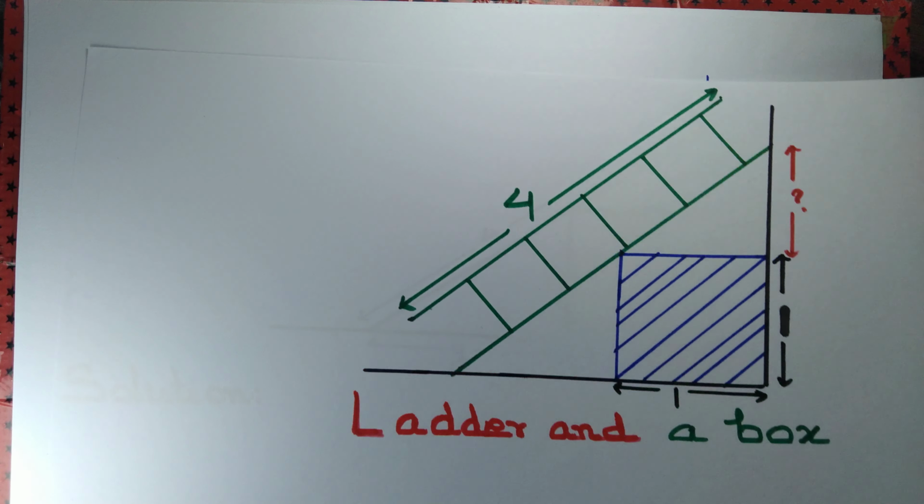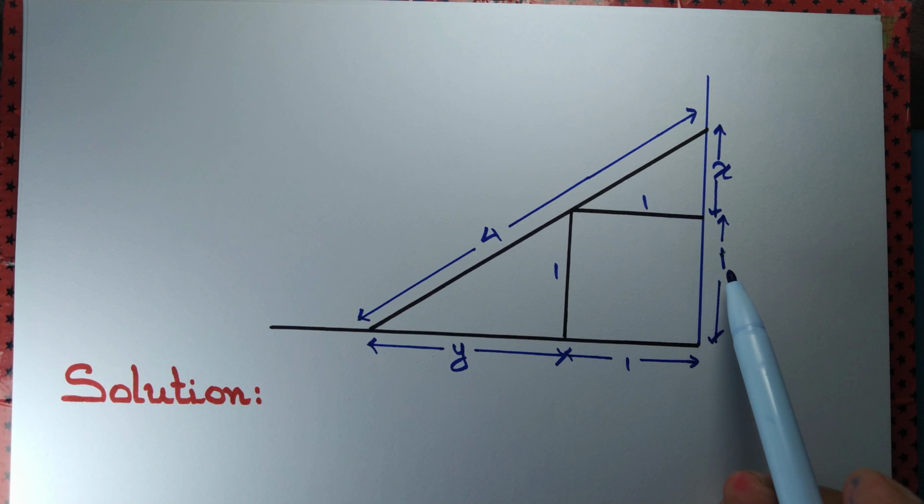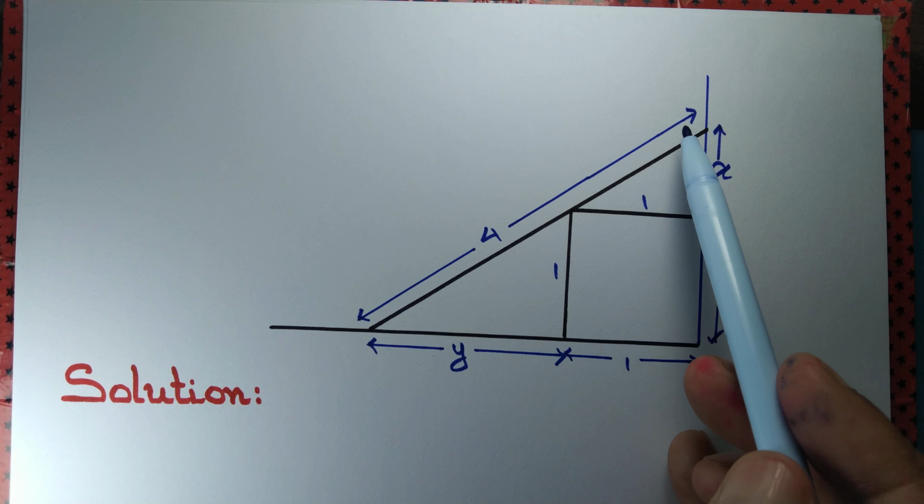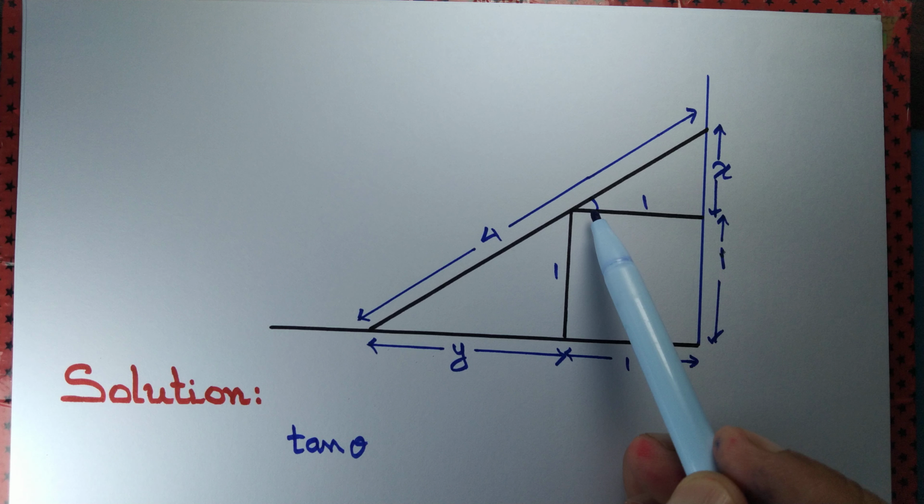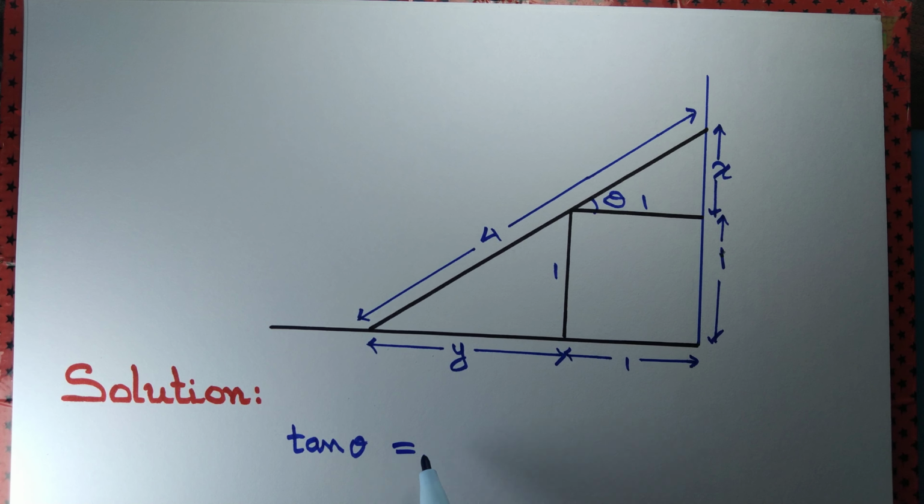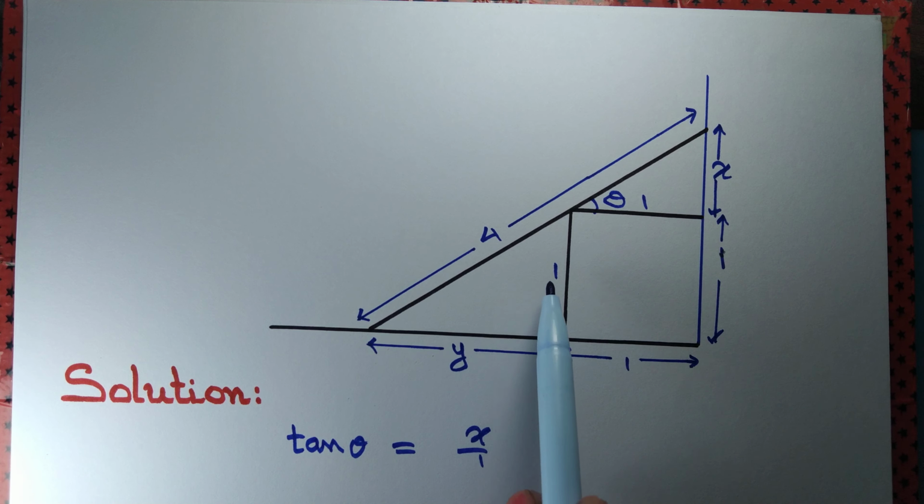Let's draw the figure once again. Let the height of the ladder above the box be equal to x unit. Once again, the box is 1 unit on each side and the ladder is 4 units in length. Let y be the distance between the box and the base of the ladder. Then by trigonometry, let this angle be theta. Then tan theta equals x by 1 from this triangle. Again from this bigger triangle, tan theta equals 1 by y.